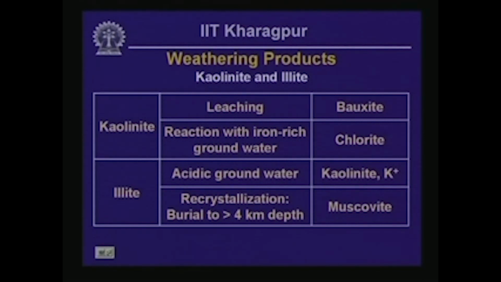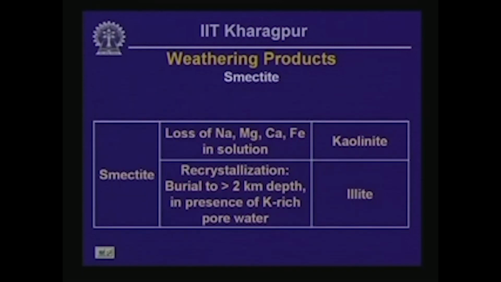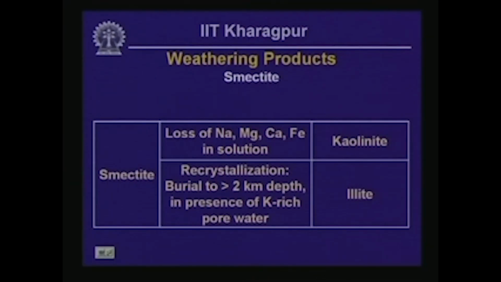Kaolinite clay mineral can, because of leaching, end up developing bauxite ores, or reaction with iron rich groundwater could lead to the development of chlorite. From illite we could get kaolinite and muscovite depending on the weathering process. Finally, smectite mineral can lead to the formation of kaolinite and illite depending on the weathering process.